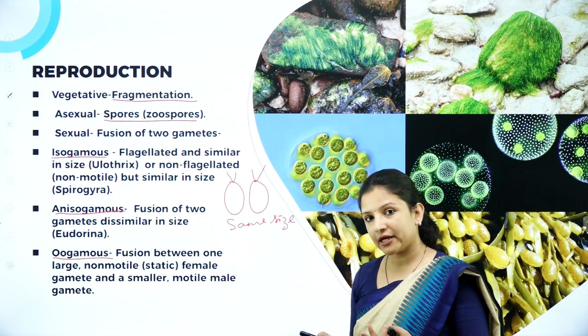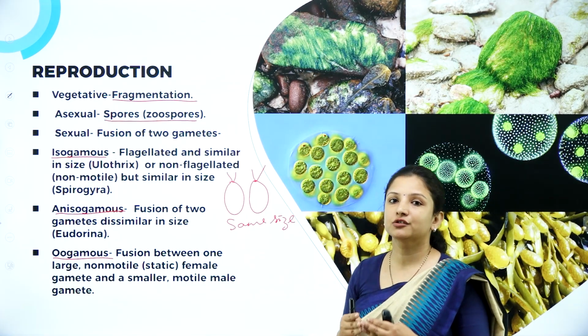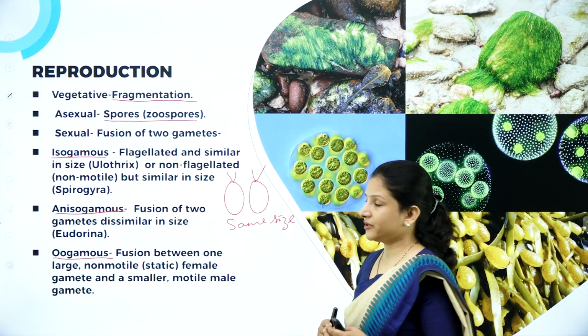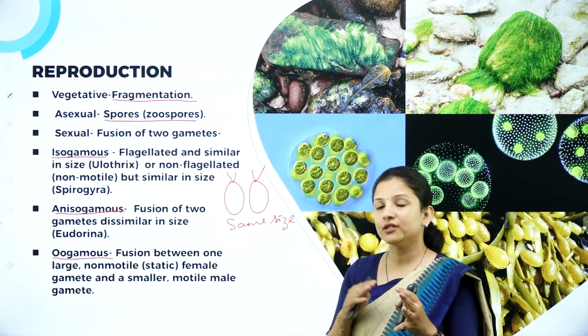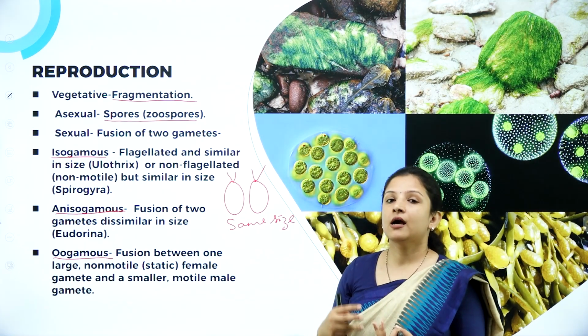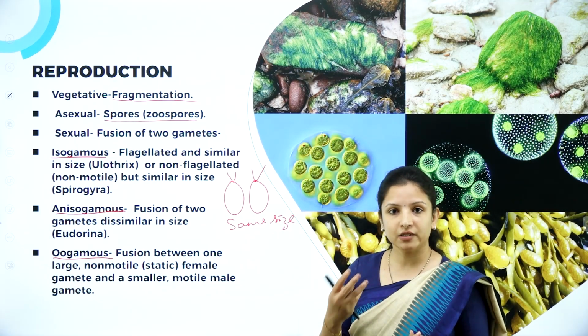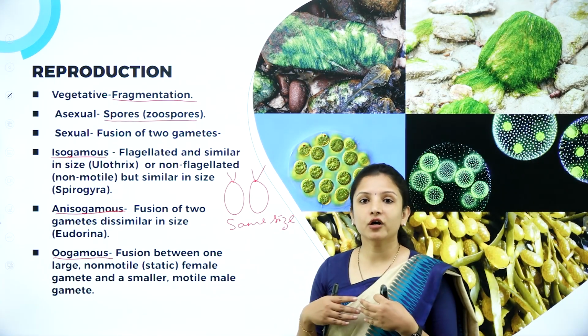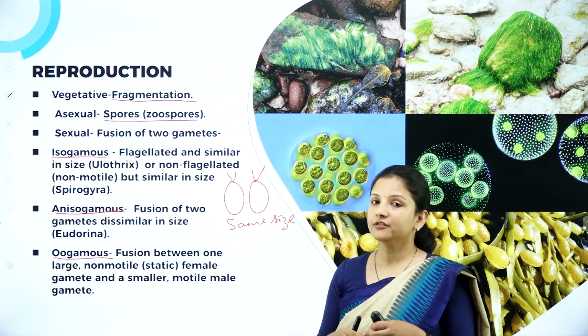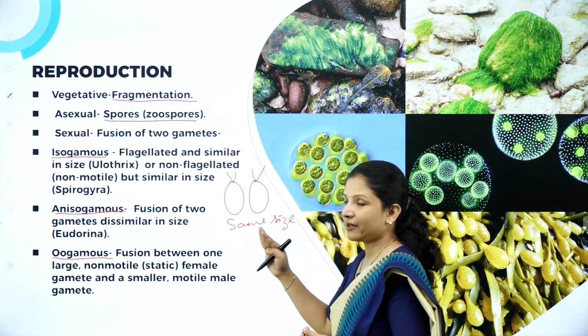If two non-motile gametes of the same size fuse, it is called isogamy. So the structure, everything will be the same here. Only thing is there will be a size difference. The female will be larger and the male will be smaller. That is how. So here there will be neither a structural difference nor a size difference. Both are the same in size.